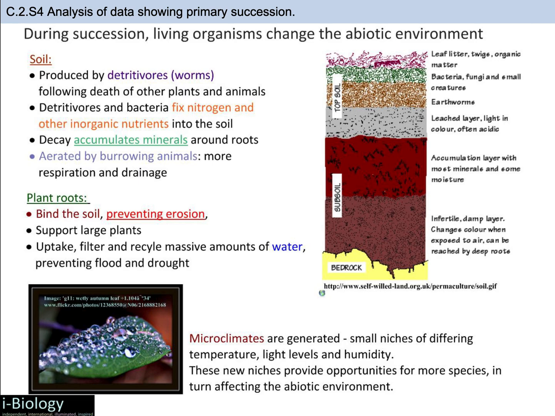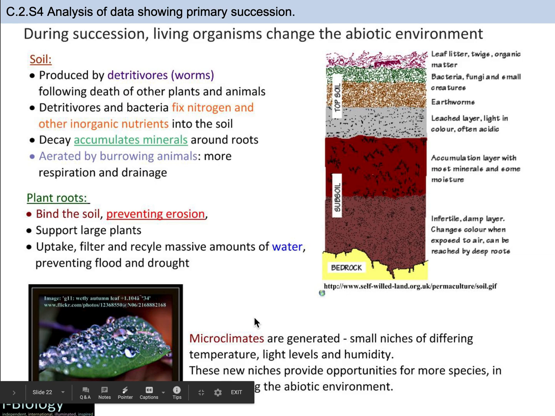Decay accumulates minerals that are going to really help the roots of plants grow. And then aerated by burrowing animals in the soil for more respiration and drainage. So that allows water to really work through that soil. So this is how living organisms can help within the soil succession occur. Plants' roots also help. They bind to that soil and they prevent erosion. They support large plants and they uptake, filter, and recycle massive amounts of water, preventing flood and drought in those areas.